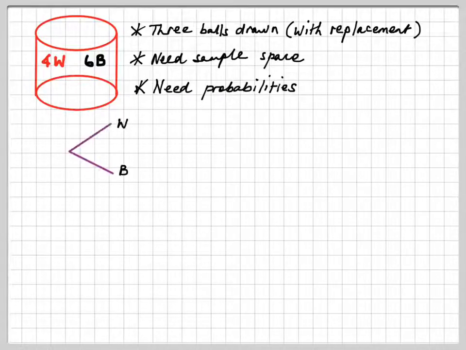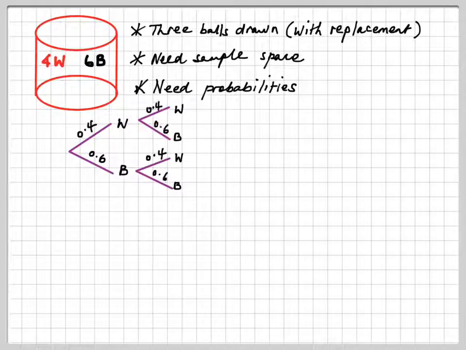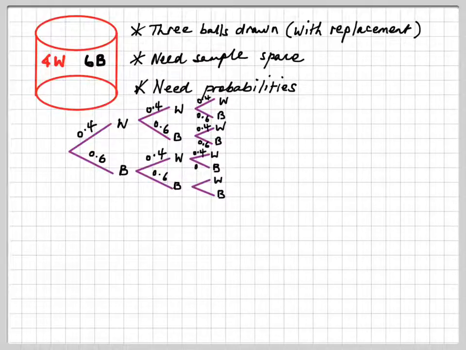Now, let's draw a tree diagram. That's always the way to go with this. There's our first draw. White or black, yes. What are the probabilities? Well, there they are. You've got 4 out of 10 for white, 6 out of 10 for black, yes. Here comes the second draw. Same probabilities because we're doing it with replacement. White or black, white or black. Third draw coming up, same thing, same probabilities. No problem.